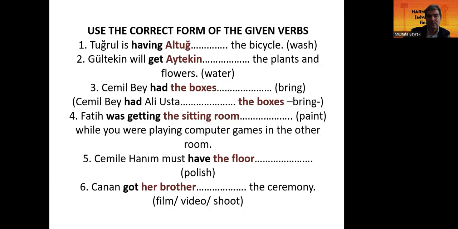Have somebody do. Fatih was getting the sitting room blank. Get something done. Fatih was getting the sitting room painted while you were playing computer games in the other room. Cemile Hanım must have the floor polished. Verb 3. Canan got your brother to film the ceremony, to video the ceremony, or to shoot the ceremony are all possible.